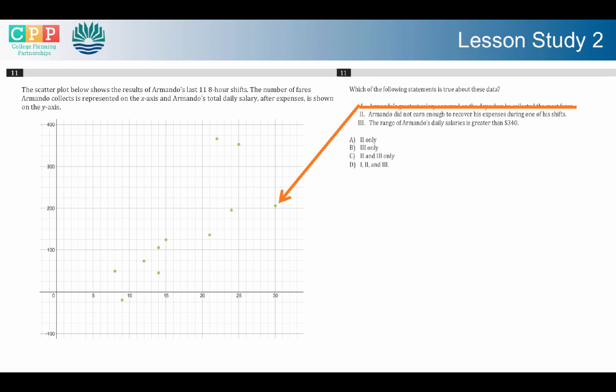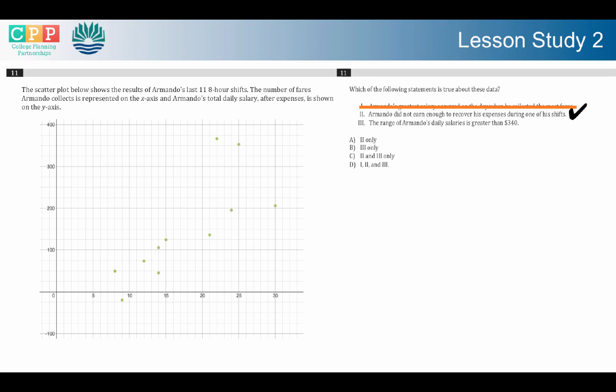Let's look at this. He didn't earn enough to recover his expenses during one of his shifts. Well, if you look down here at this point right here, you'll notice that that is below the X value. So that means he lost money that day. So that's a check mark. So 2 is true. Let's check out 3.